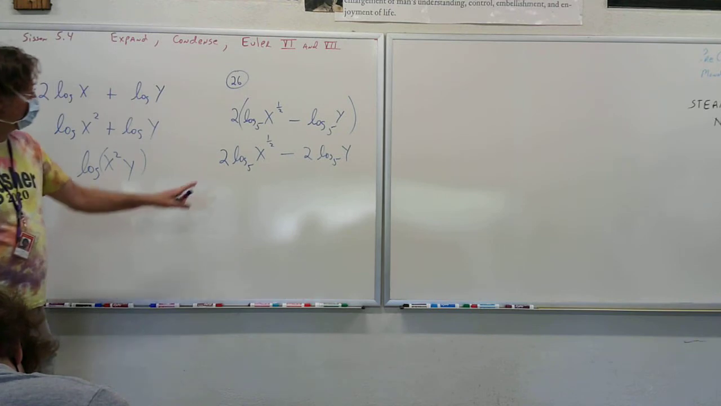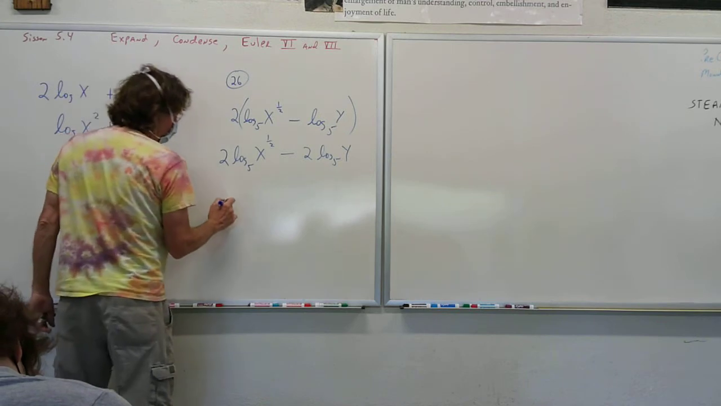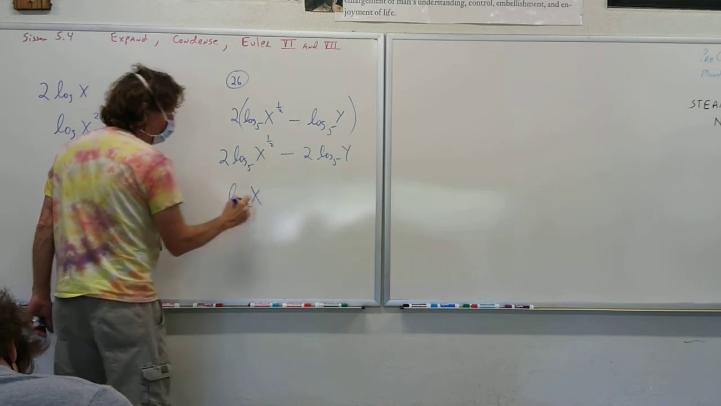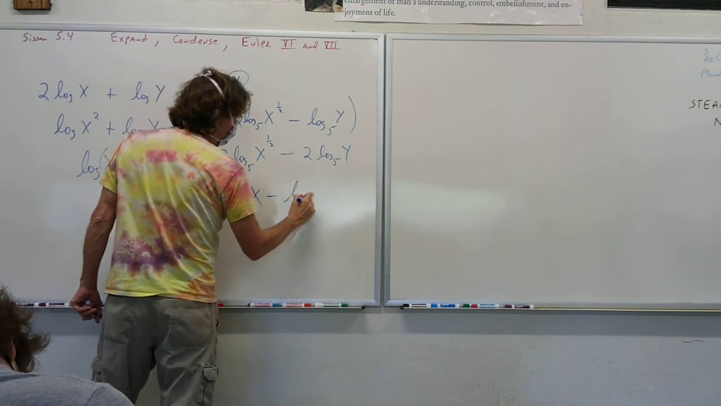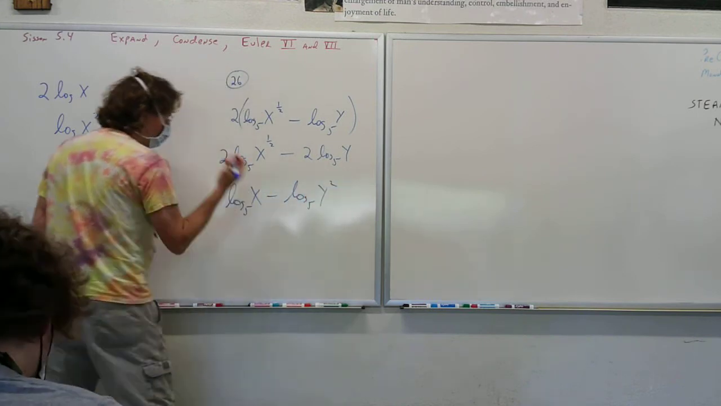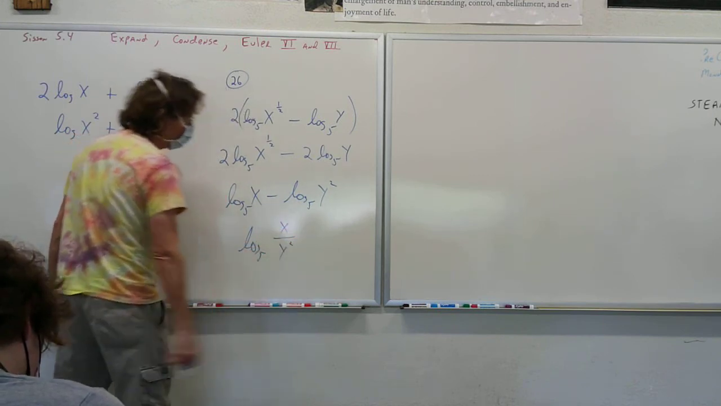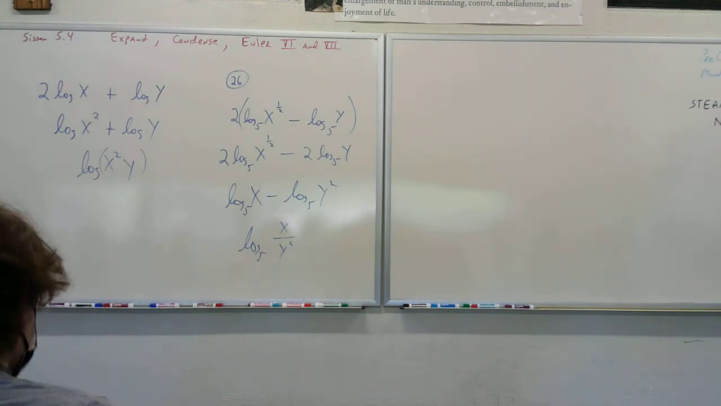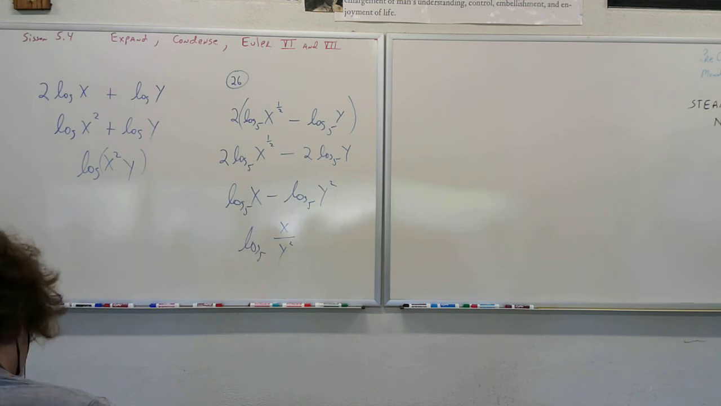Now, you can't combine them until you do what with that 2? Bring it in and make it an exponent. Does everybody agree that if you have x to the 1/2 and then you square it, you're just going to get x, and then you're going to get minus log base 5 of y squared. Now combine them: log base 5, x over y squared. Kind of happy with that one? Is that doable?